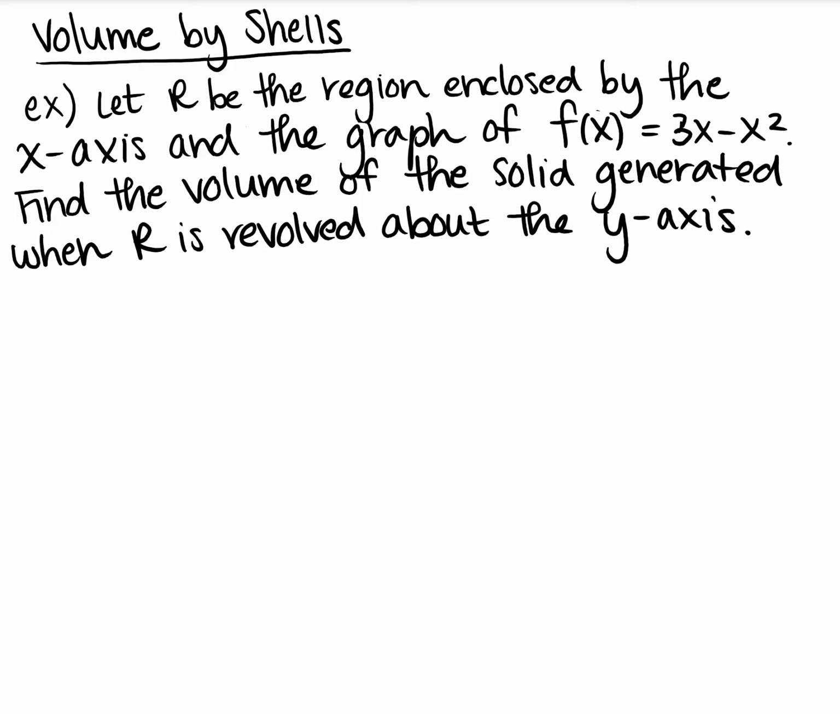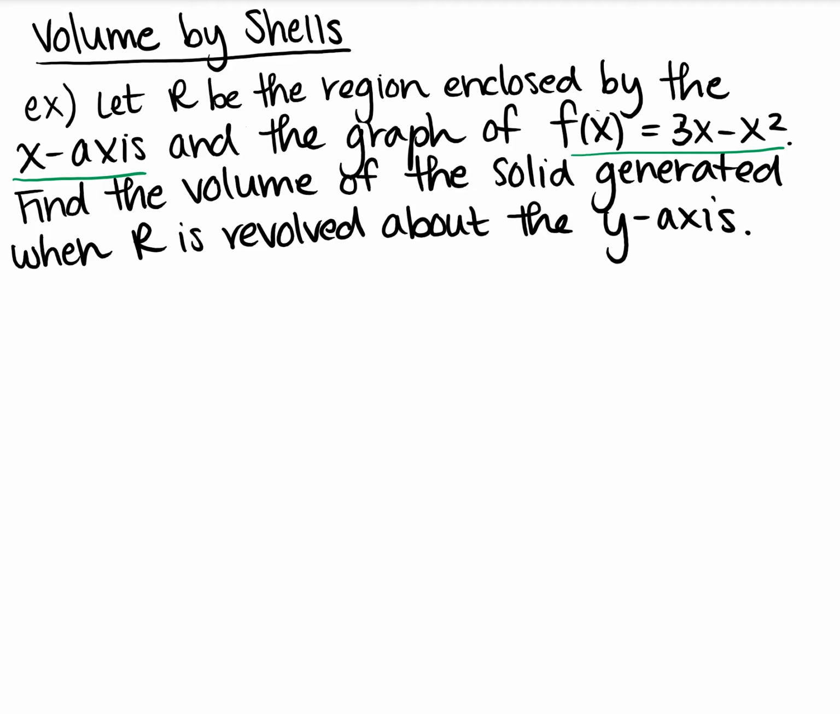So I'm going to get an XY plane going here. What we have here is a region bounded by a couple of things. We're going to be bounded by the x-axis and the graph of f of x equals 3x minus x squared. So I want to look at what that graph kind of looks like. I know that this is a parabola facing down.